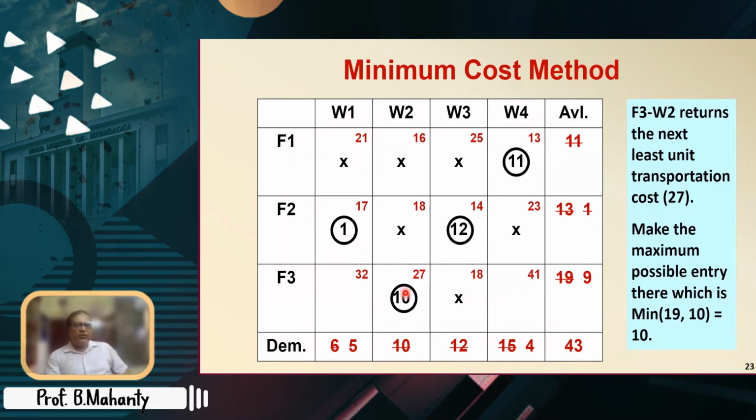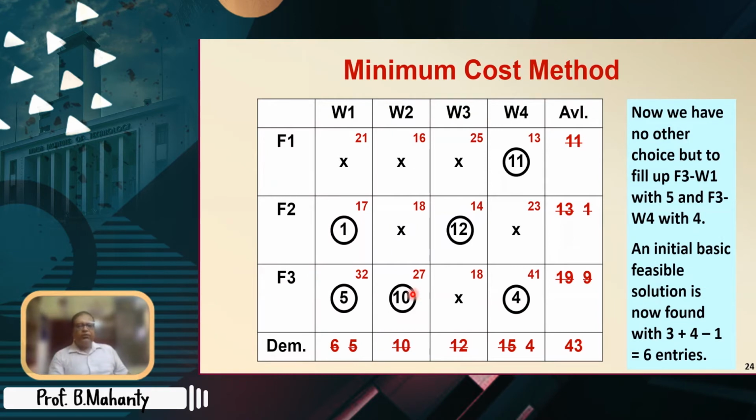So we did it that way only. We first put 10, and after putting 10, then we put the remaining 5 and 4, because now there is no other choice but to fill up F3W1 with 5 and F3W4 with 4. So this is what we have got, an initial solution, which is 11, 1, 12, 5, 10, 4. Look, 3 plus 4 minus 1, that is 6 entries are there. So that is also satisfied.